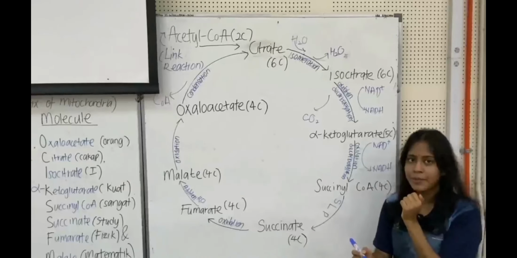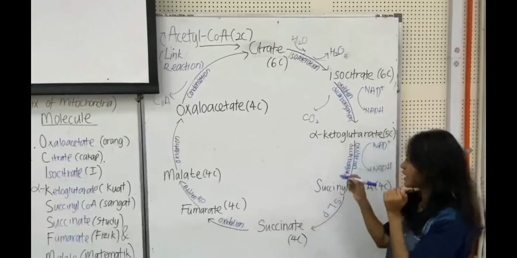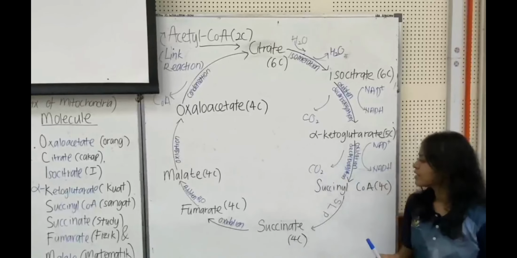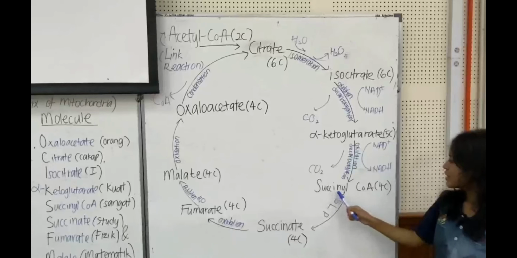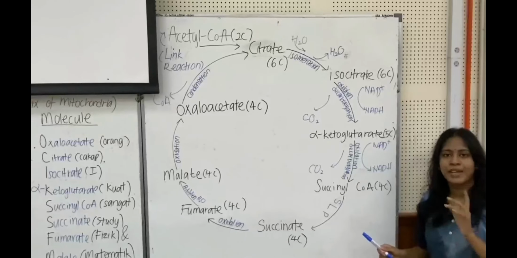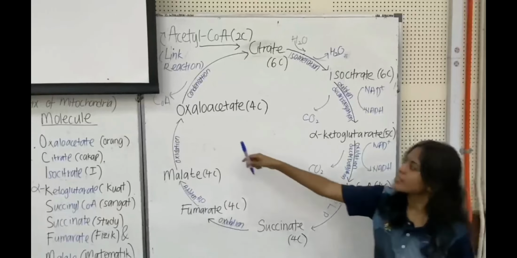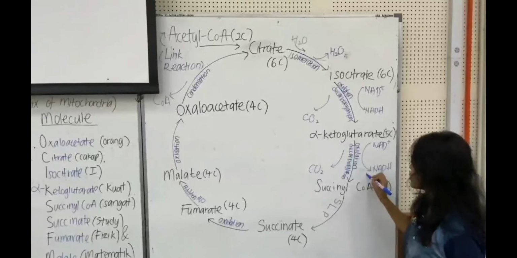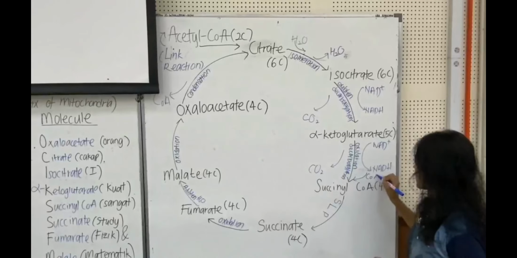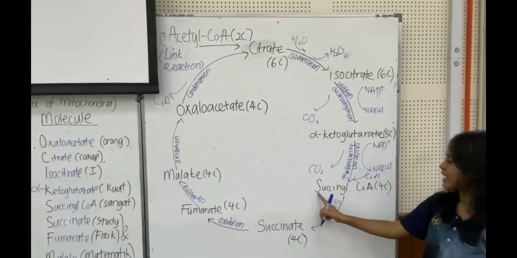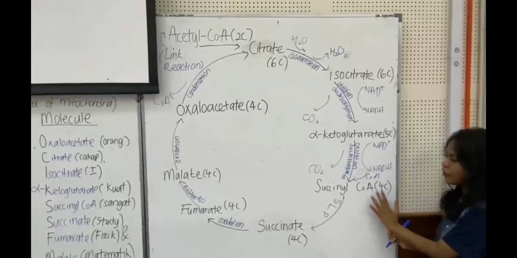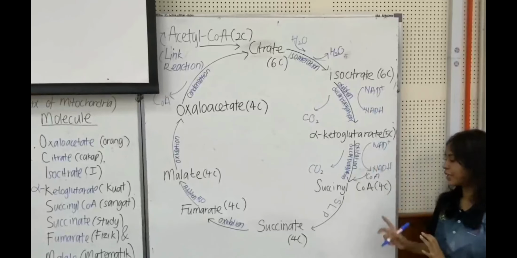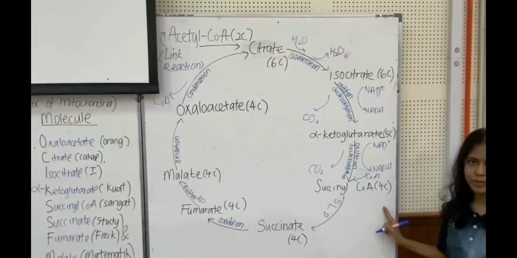So how do you remove the carbon? You remove it in the form of carbon dioxide. Okay, so now after that you will form succinyl-CoA. Where did the CoA come from? So here you can see we removed a CoA earlier, right? This CoA will be added back into this process. Therefore, you will get succinyl-CoA, a 4-carbon molecule, due to the decarboxylation of alpha ketoglutarate, which is a 5-carbon molecule.